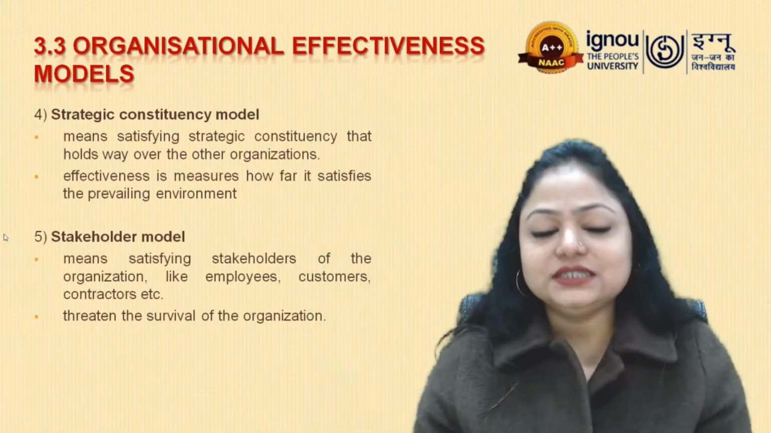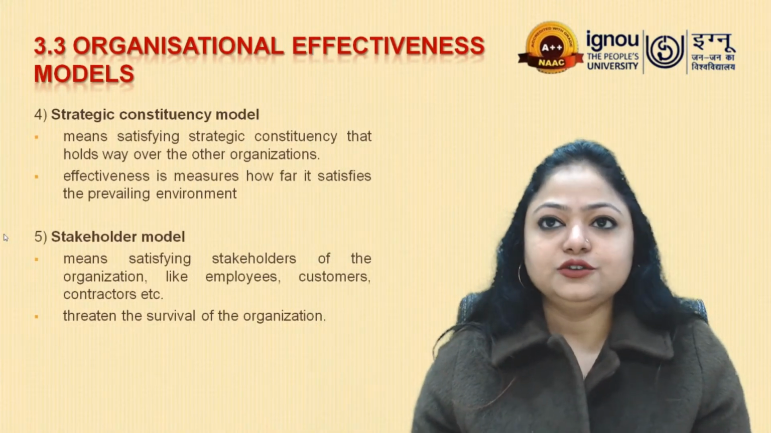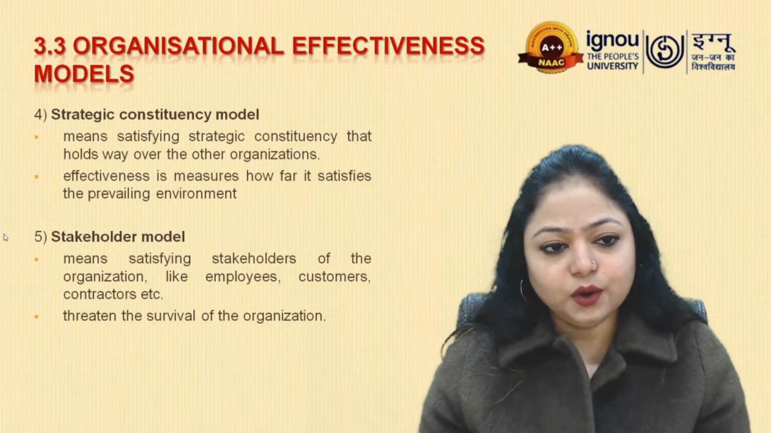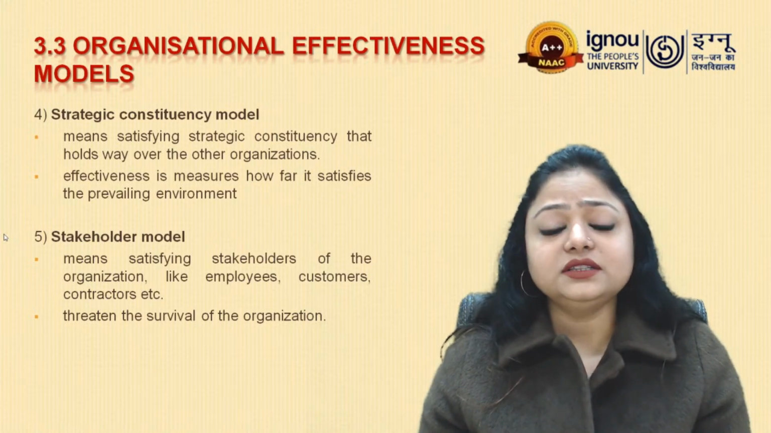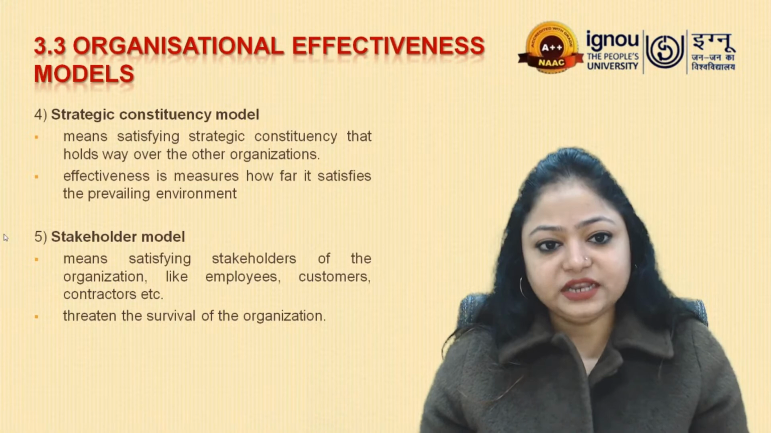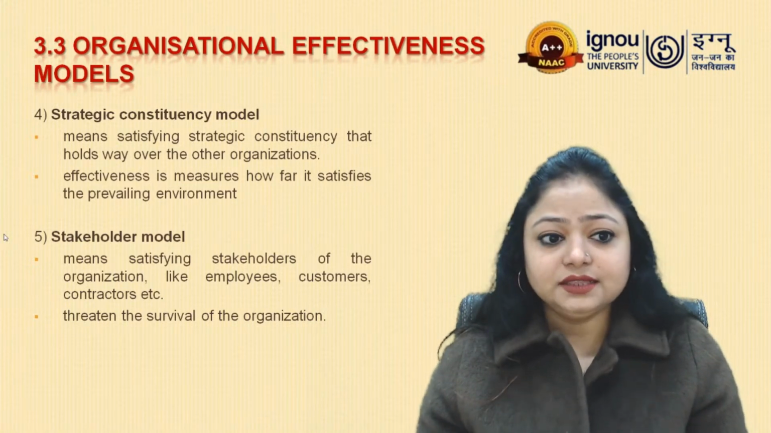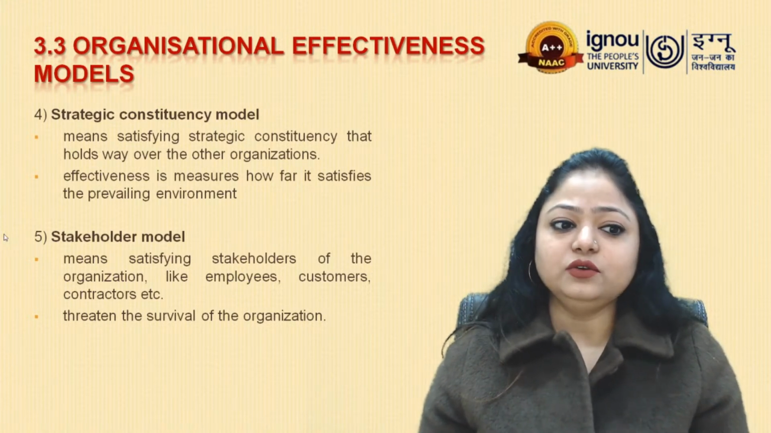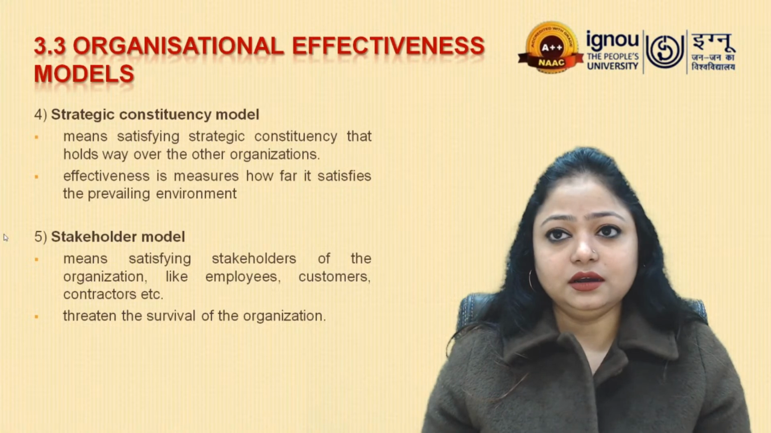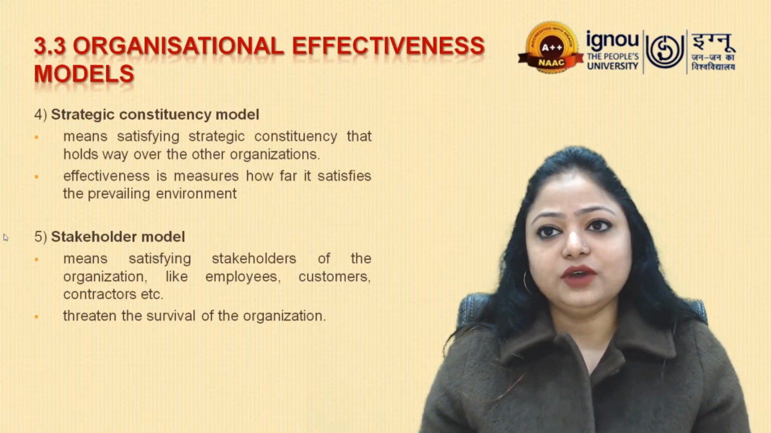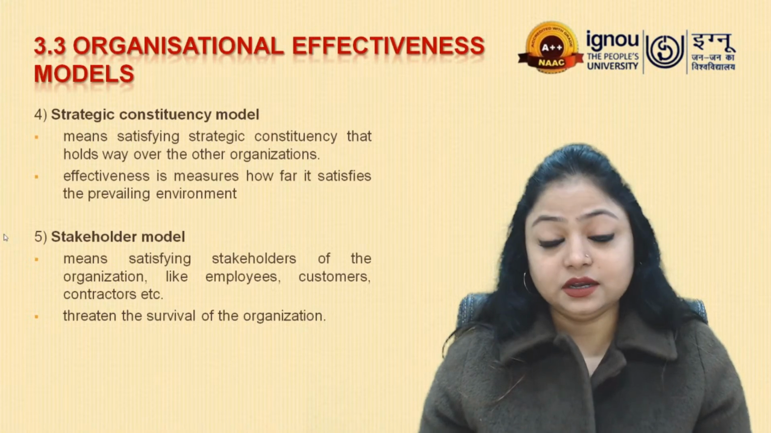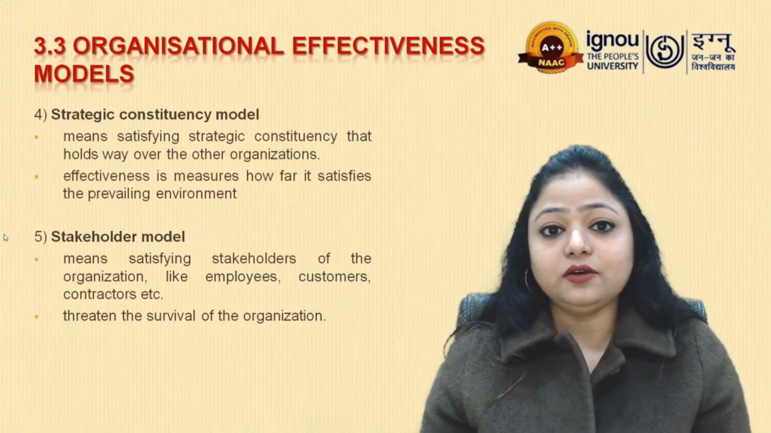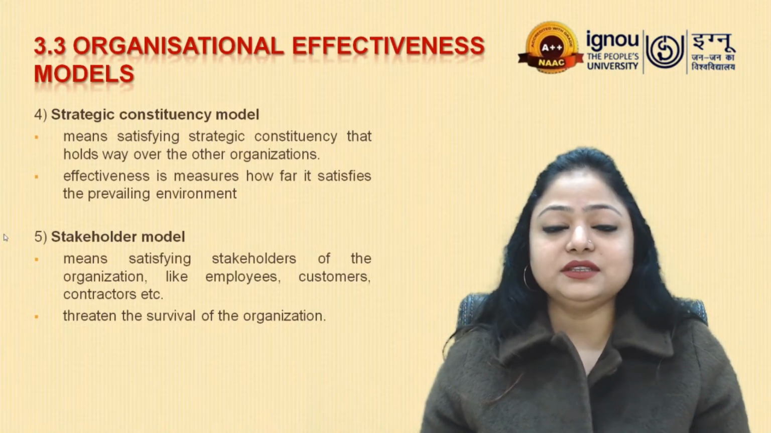Another model is the strategic constituency model. It means satisfying strategic constituencies that hold sway over the organization. Effectiveness is measured by how far it satisfies the prevailing environment and the competitiveness in the market. So, if your strategy is such a good strategy that it gives you a competitive advantage over your competitors, then your organization can be termed an effective organization as per this model.